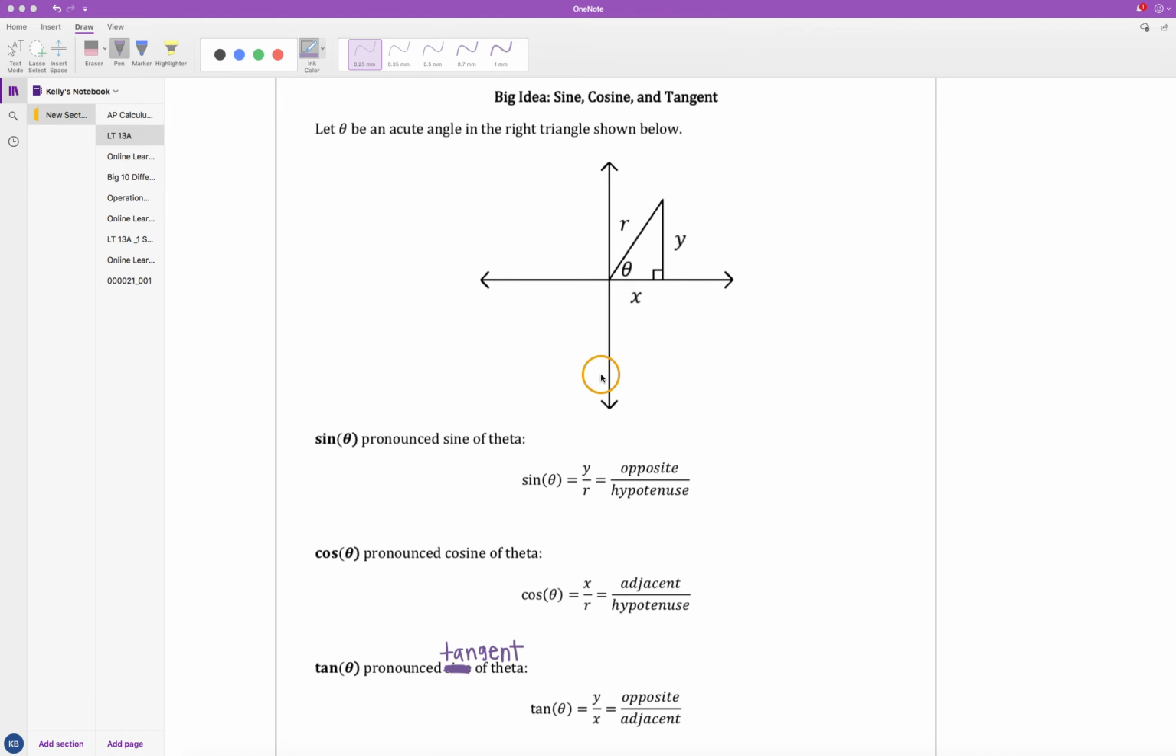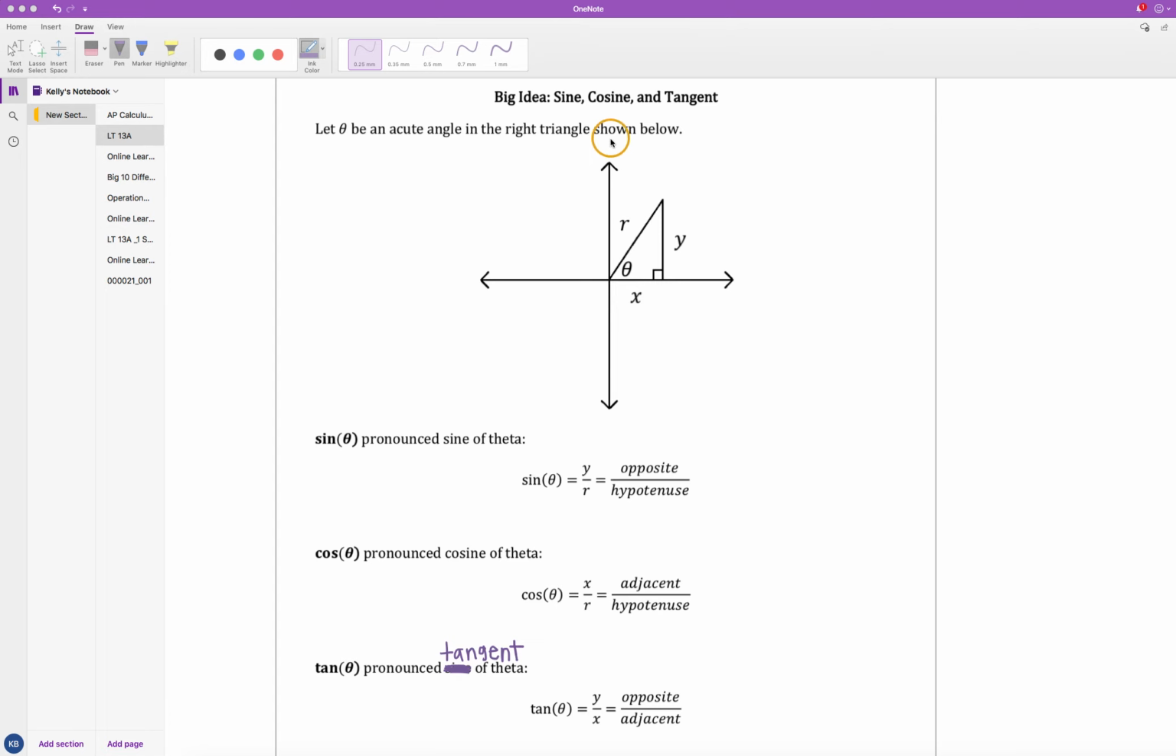Continue on with learning target 13A. Our next big idea we're going to talk about is what is sine, cosine, and tangent for any angle on the unit circle. So before we can get down to defining sine, cosine, and tangent, we have to correlate this back to the unit circle that we have.